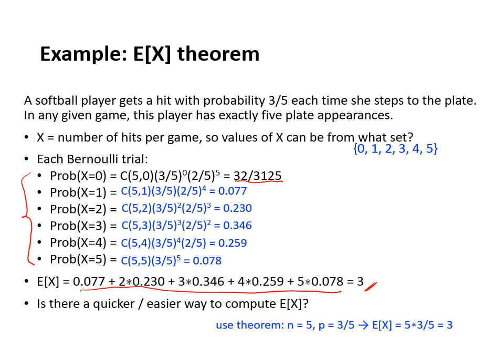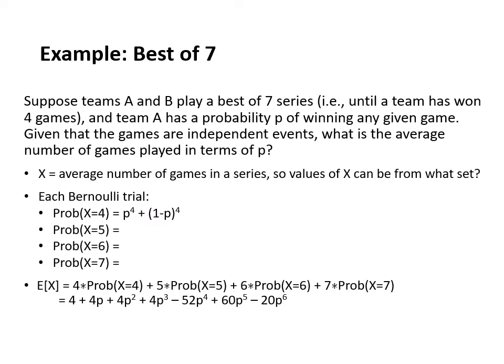As it turns out, there's a really simple way to do it using the theorem we just introduced. So in this setting, n is 5, and p is 3/5. And then as per the theorem, the expected value of x is 5 times 3/5, which is equal to 3. So we can leverage this theorem to save us a lot of computation time, as you can see from this example.